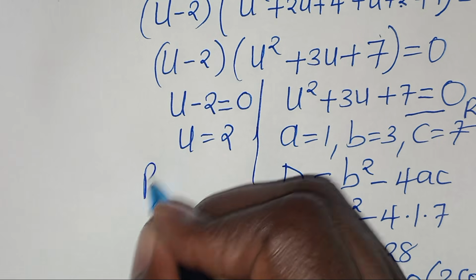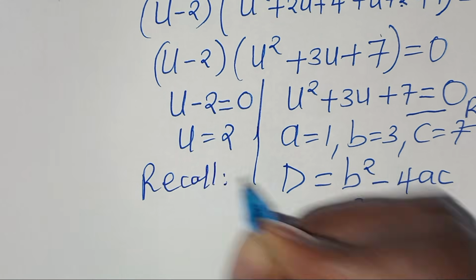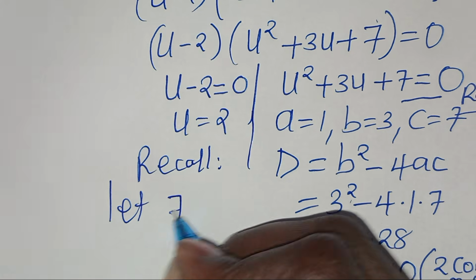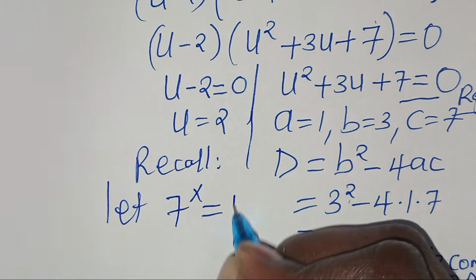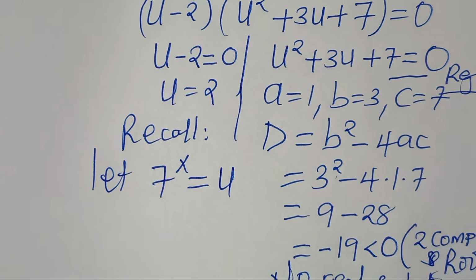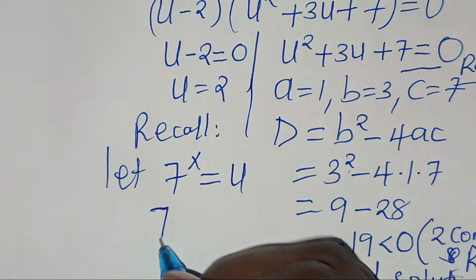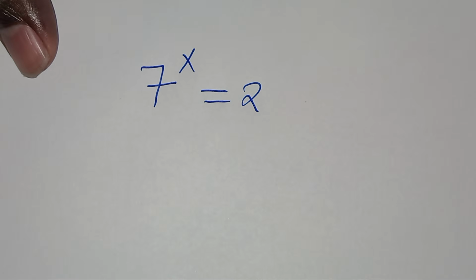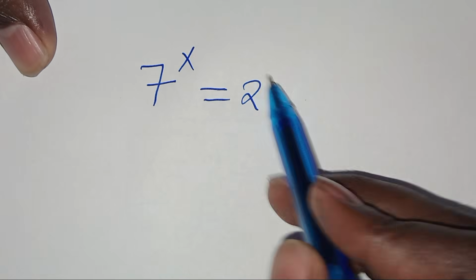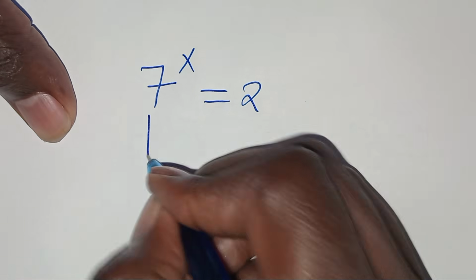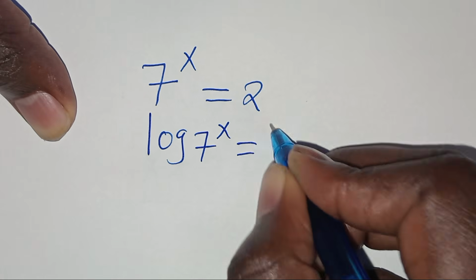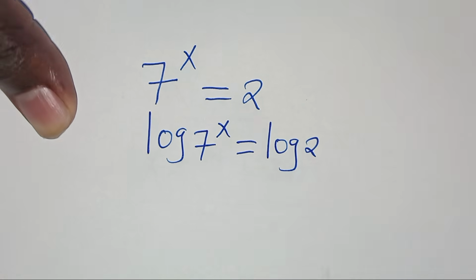So if you recall, we have seen that we let 7 to the power of x be equal to u. So we have 7 to the power of x equal to 2. So solve for x here. Let's introduce logarithm on both sides. Log 7 to the power of x is equal to log 2.